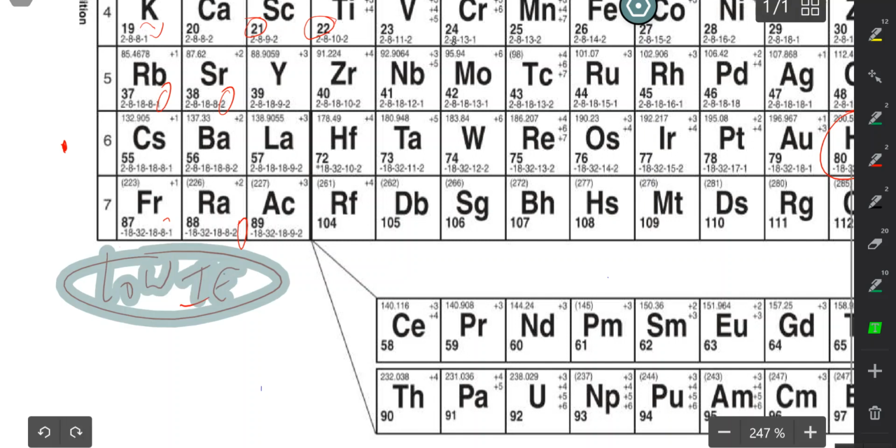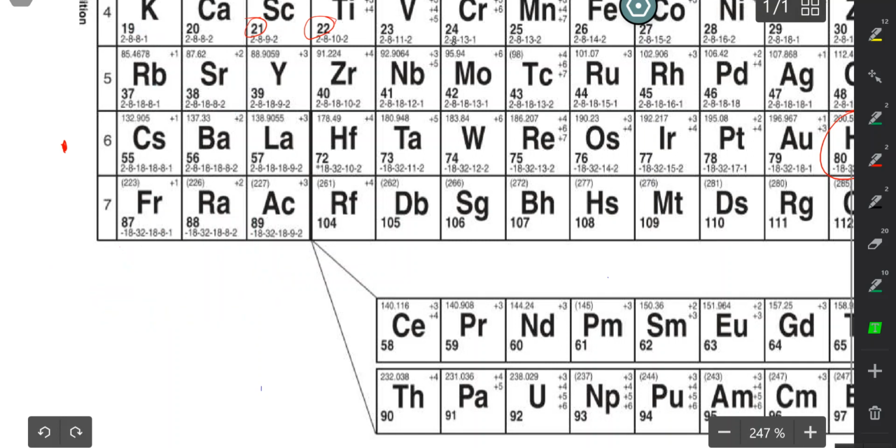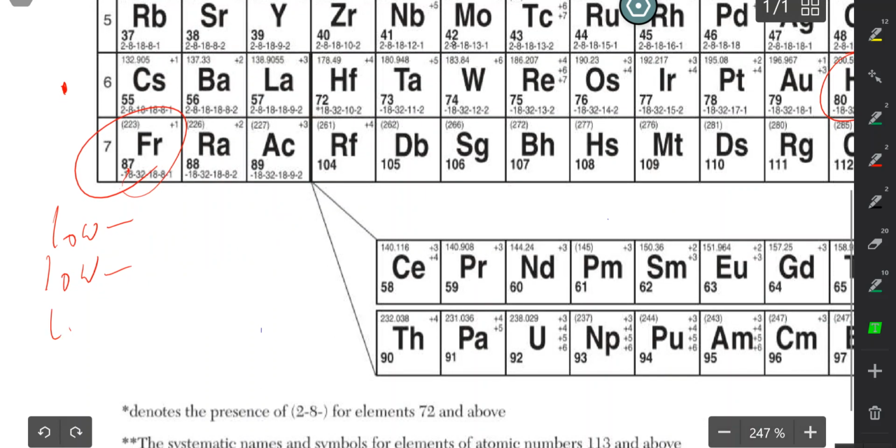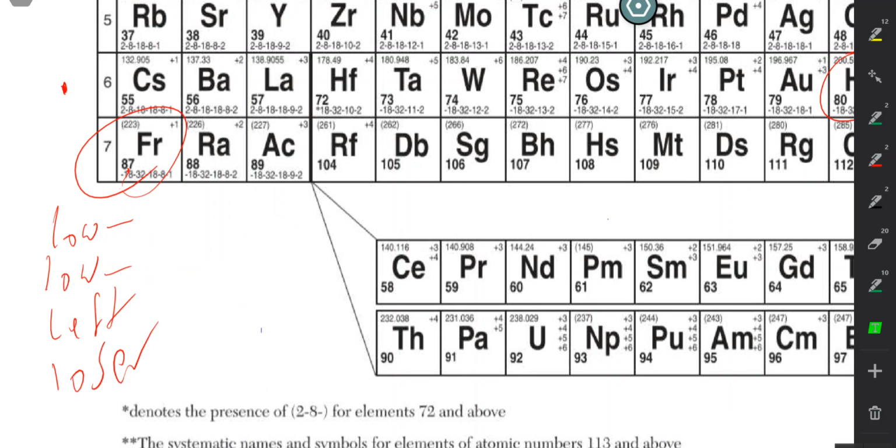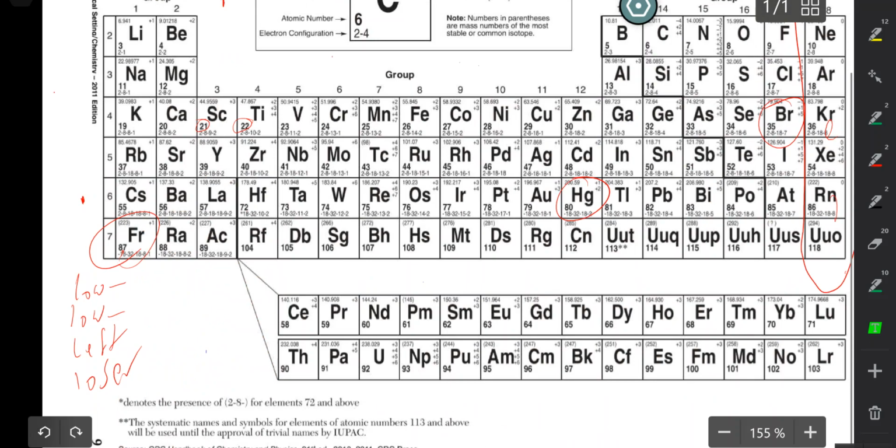Okay? So this is simply, I refer to it as the low for low ionization energy, low electronegativity, left loser, because it likes to lose electrons. It's on the left side of the periodic table, on the lower left of the periodic table, and it likes to lose electrons.